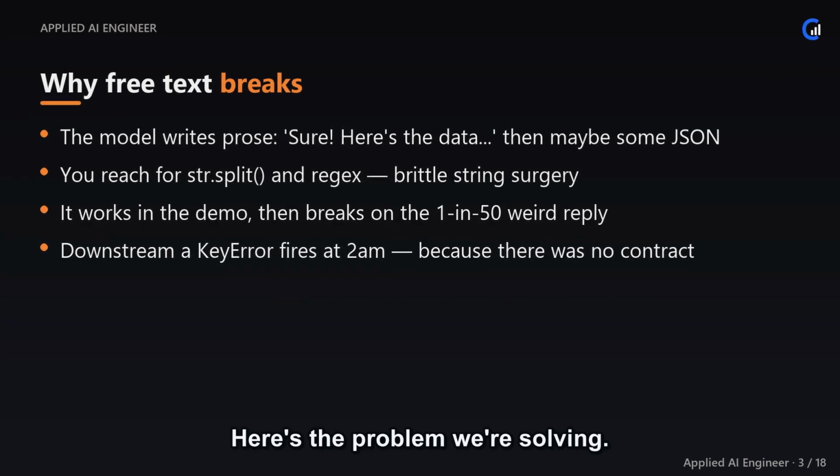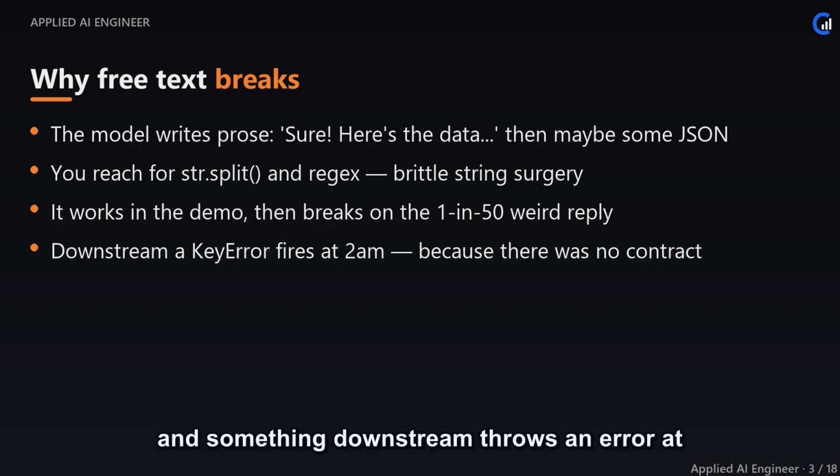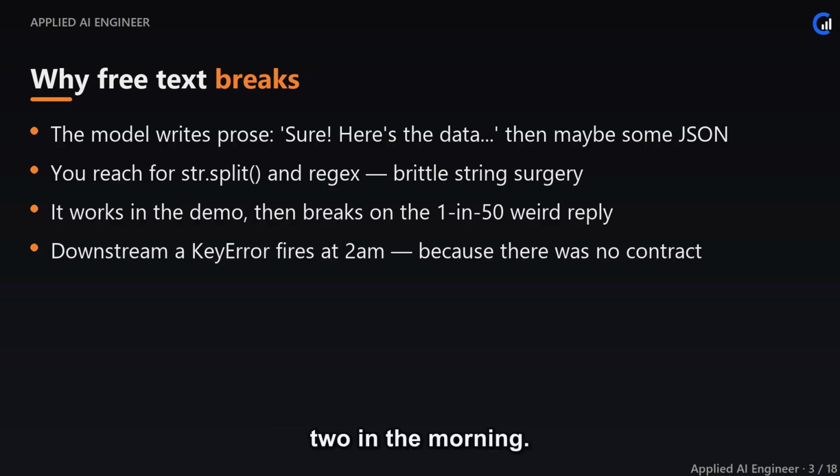Here's the problem we're solving. Ask a model for data and it answers like a helpful human: a friendly preamble, maybe a markdown fence, then the JSON you wanted, then an offer to help further. To extract the data you start splitting strings and writing regular expressions. It works on your 3 test inputs. Then production sends the 51st input, the model phrases it slightly differently, your parser misses, and something downstream throws an error at 2 in the morning. The root cause is that there was never a contract, just a hope.